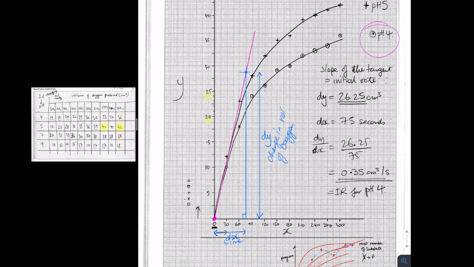What I do, again, I draw another tangent. So I've got another line here, but this time the line would be moving until it hugs the first part of my first line, which would be maybe around there. Okay, so if I was to work out a rate for that, it would be higher. So it looks like the enzyme is working higher at pH 5 than it is at pH 4. Okay, but again, we want to be working that out numerically and comparing numbers to each other rather than subjective, optical opinions, if you will.